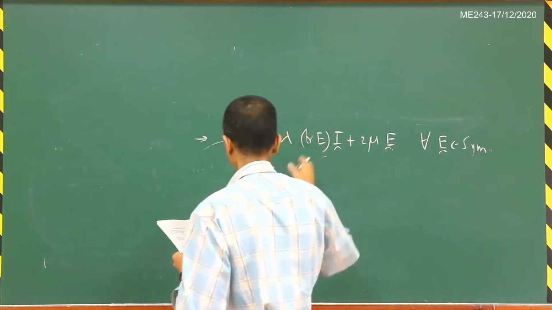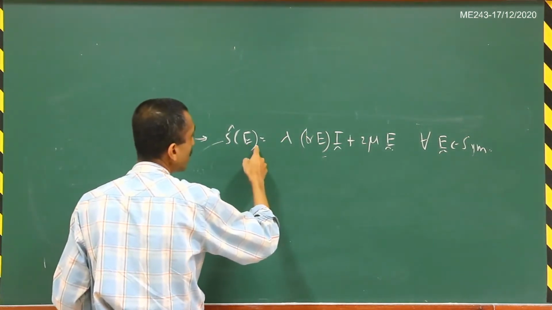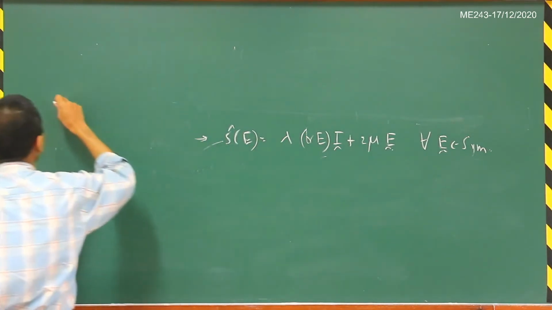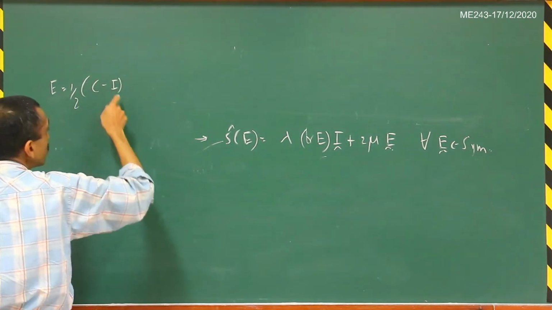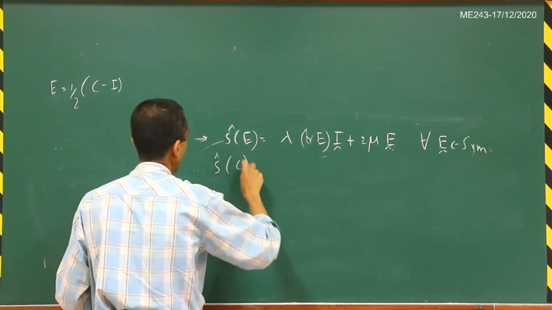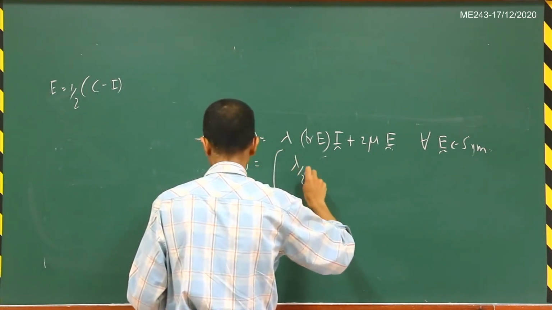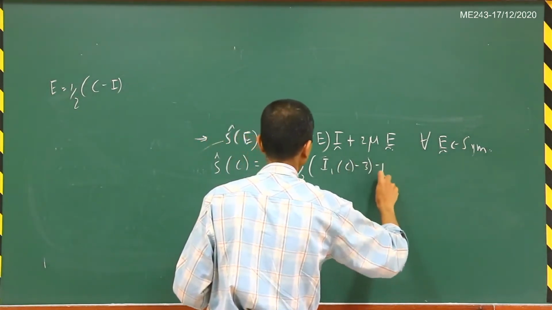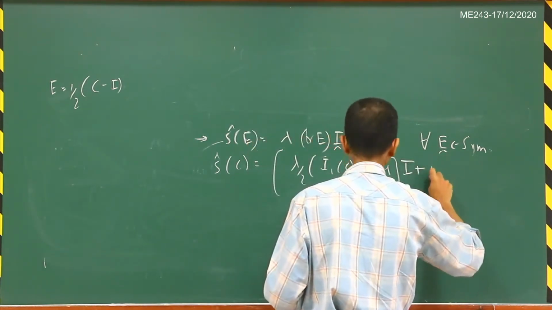So if I rewrite this, in place of E, you can write it in terms of C also. You know the relation E is equal to half of C minus I. So use that, and then what you will get is that S hat of C is equal to lambda by 2 times I1 of C minus 3 minus mu times identity plus mu times C.